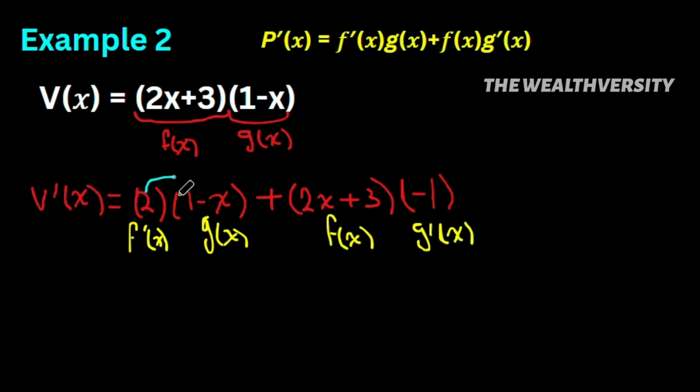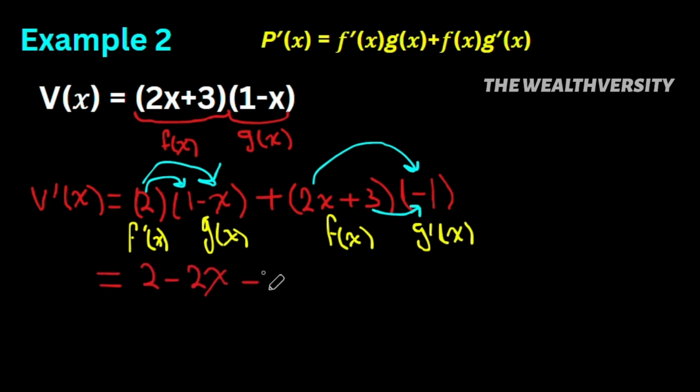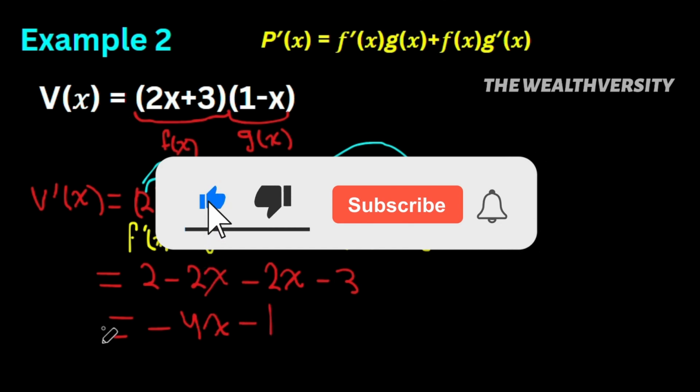Next, we distribute 2 into the bracket of 1 minus x, so 2 times 1 and 2 times negative x. Then distribute negative 1 in the 2x plus 3 bracket, so negative 1 times 2x and 3. V prime of x is equal to 2 minus 2x minus 2x minus 3, which equals negative 4x minus 1, and that is the derivative of v of x.